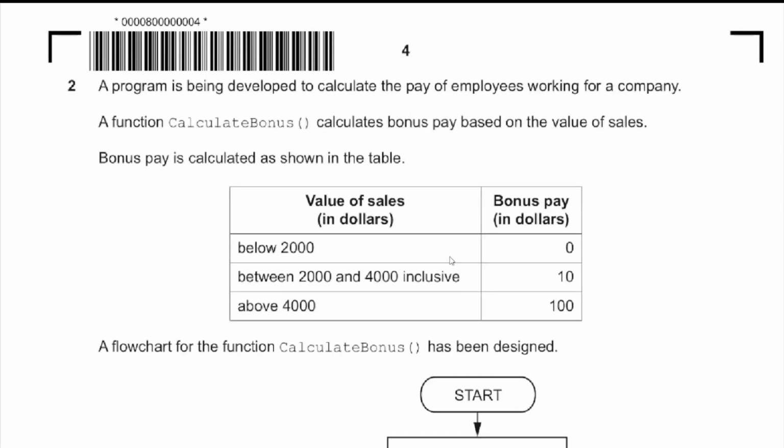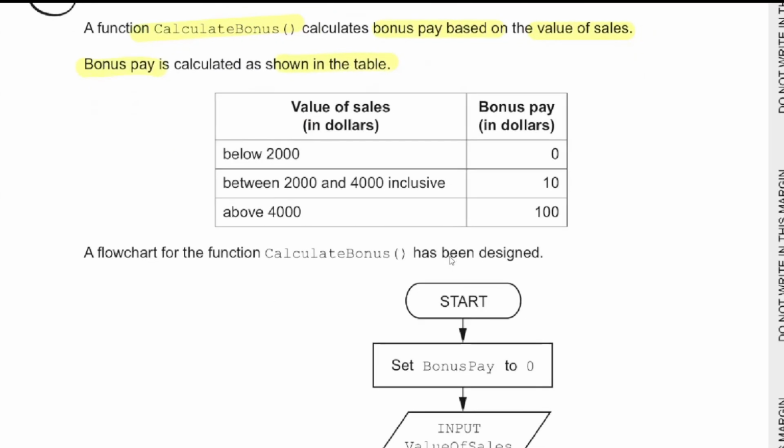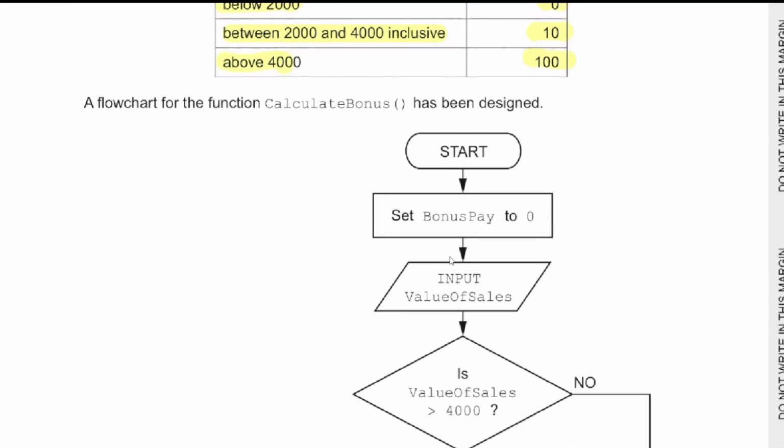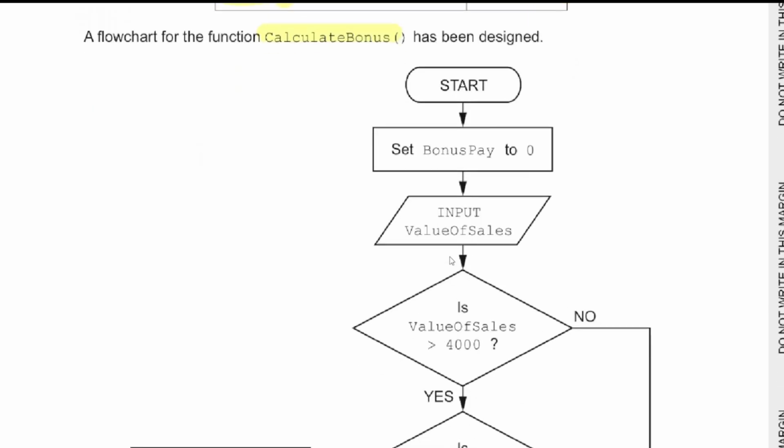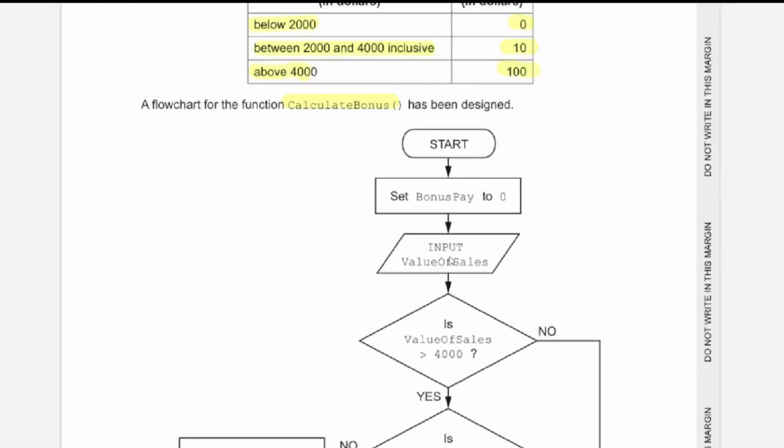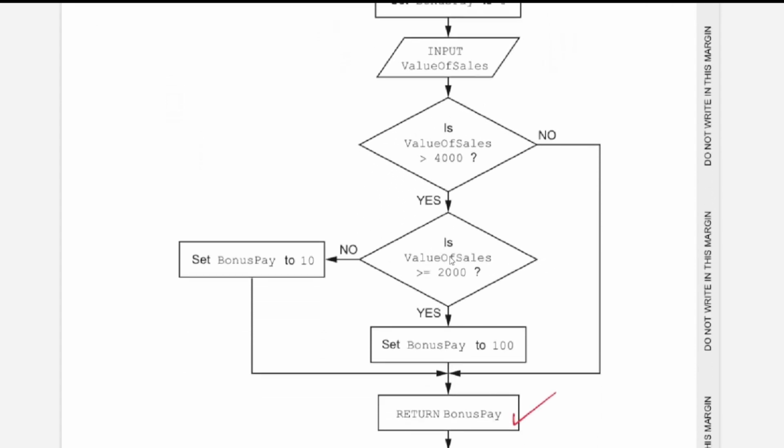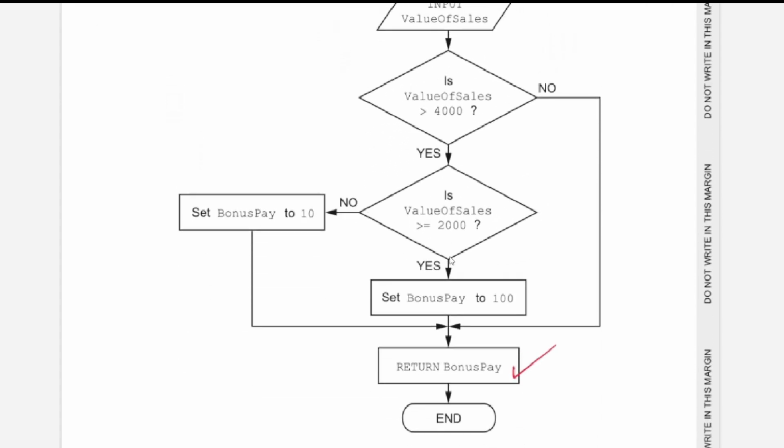A program is being developed. So now question number 2. Program is being developed to calculate the pay of employees working for a company. A function calculates bonus pay based on the value of sales. Bonus pay is calculated as shown in the table. If the value of the sale is below 2000, there is no bonus. If it is between 2000 and 4000, it is 10 dollars, and if it is above 4000, it is 100 dollars. A flowchart for the function calculate bonus has been designed, and you can see it has the structured English or the algorithm written inside it.